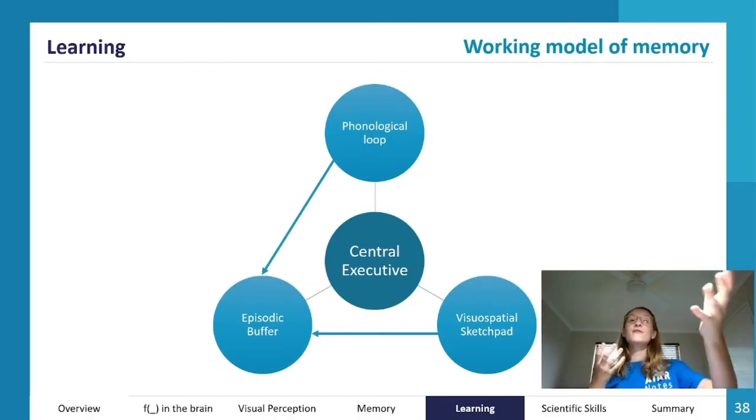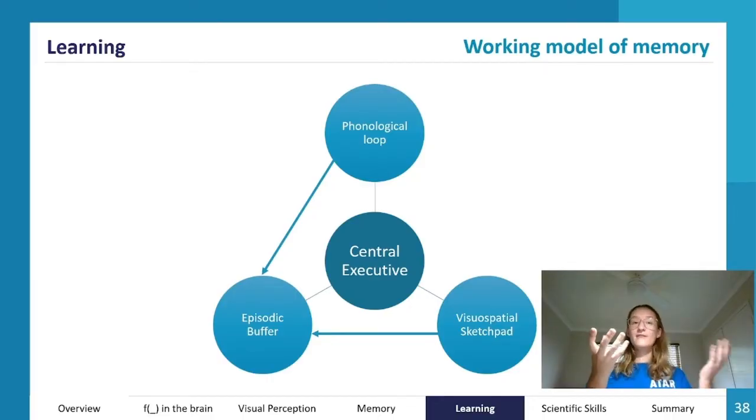executive. And as your phonological loop might be taking in and processing what your math teacher's telling you, maybe your visuospatial sketchpad's making sense of the writing or the symbols that the teacher's written on the board, the central executive is actually combining those two sensory inputs and working with the information the episodic buffer has brought in from the long-term memory to process, make sense of, and give meaning to all of that information. So that's our working model of memory.